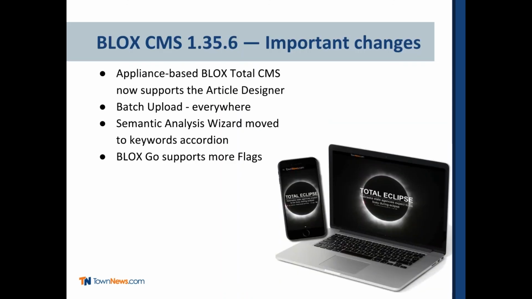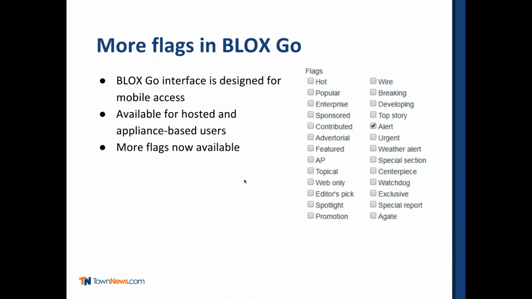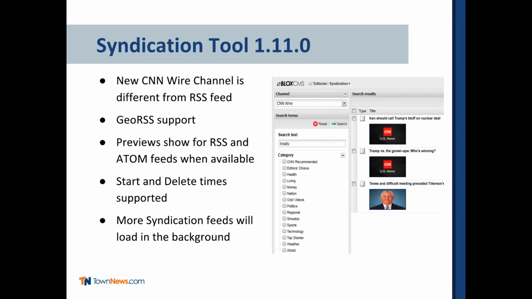We also have more support for flags with BLOX Go. There's a huge long list of flags now available. There are quite a few appliance-based sites that port the appliance through their firewall and then allow the reporters out in the field to log into the appliance using BLOX Go on a mobile device and file stories. The whole mobile Go or BLOX Go configuration is really neat. It works well. We're adding a bunch of new features in the coming year to BLOX Go, and the only thing you need to do for the appliance-based sites is just simply port the appliance to the firewall, and we'll talk more about that after a bit.